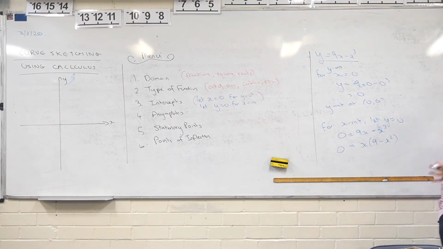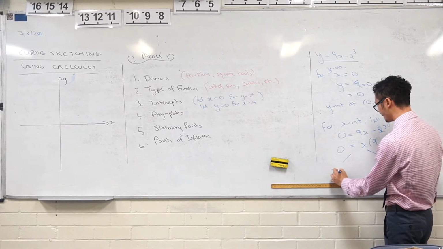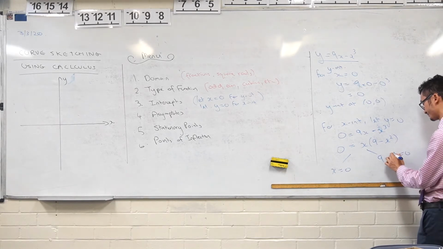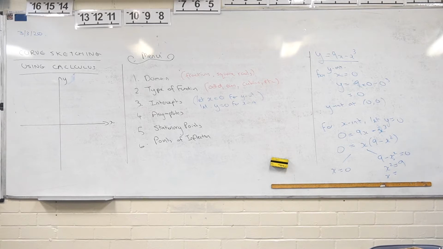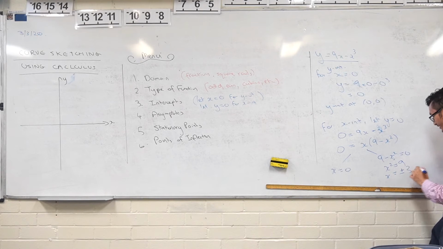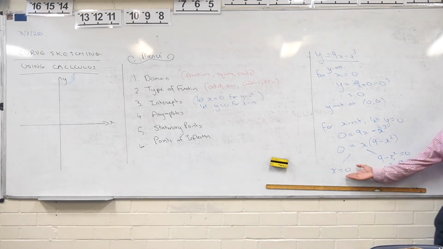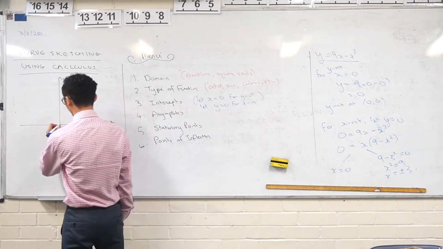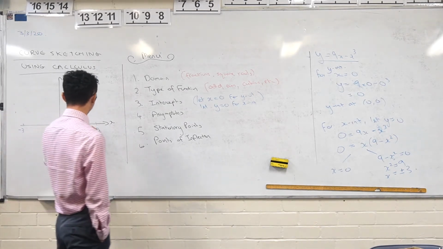Okay, so we've got two things going on here now. You've got either x is equal to 0, or 9 minus x squared is equal to 0. So x squared equals 9. What are my solutions for x? Plus or minus 3. Positive or negative 3, right? Like we expected, there's a solution at x equals 0 because we already found that one. So I now know the x-intercepts: one here, one at minus 3, and one at 3.